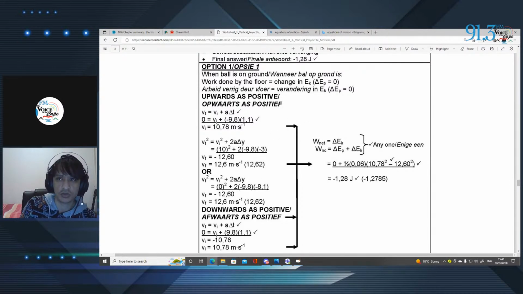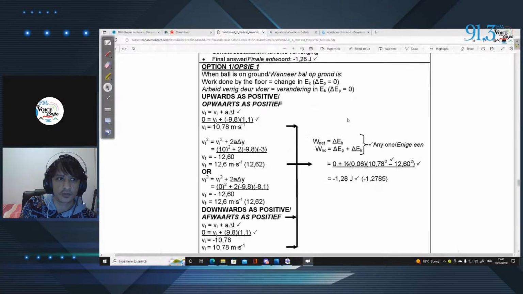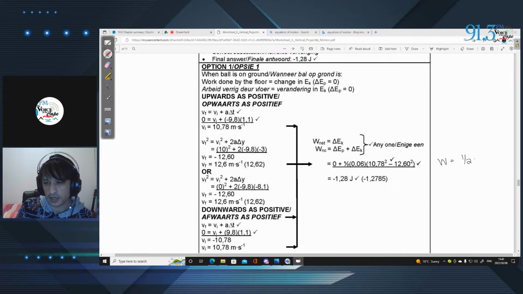Sorry, not half mv squared h. Let me just get my pen. This is just half mv squared. So this over here is basically EK. You're basically going to end up with work equals half m v squared. In this specific case, they are actually speaking about delta v squared, or change in velocity squared. That's why we have this subtraction going on here. So our final was 10.78, and it seems like our initial was 12.602.